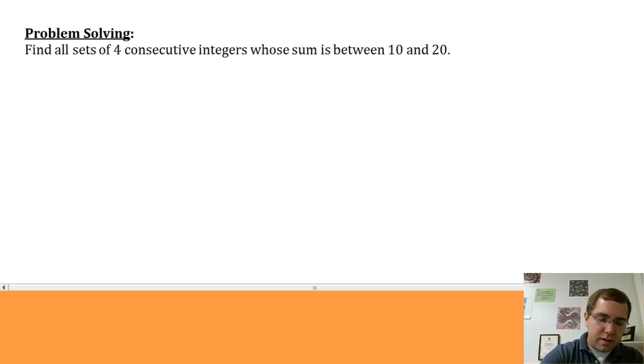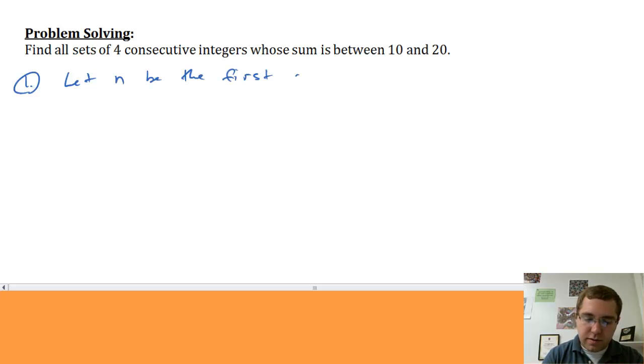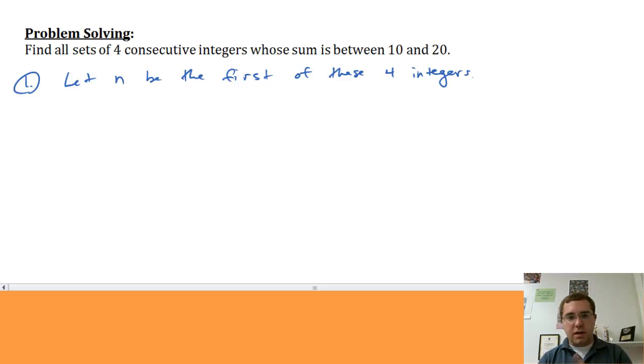So we're following our 4 steps to problem solving. Number 1, define our variables. So let's let n be the first of these 4 consecutive integers. n is going to be the first one, the smallest one. Okay? Well, if n is the first one, step number 2, let's organize our information.